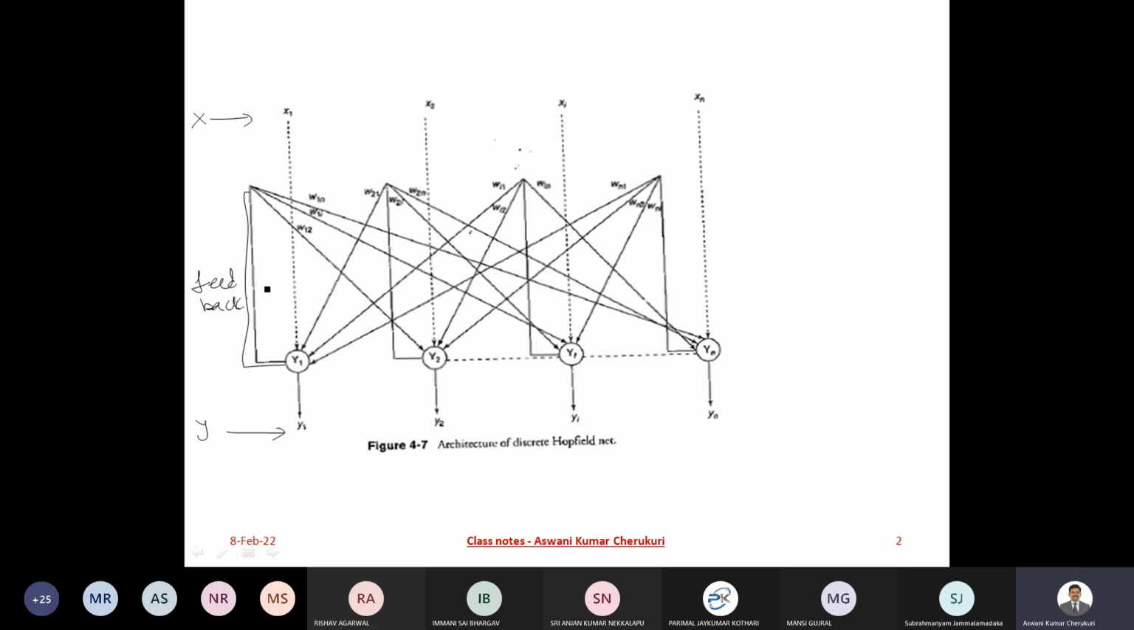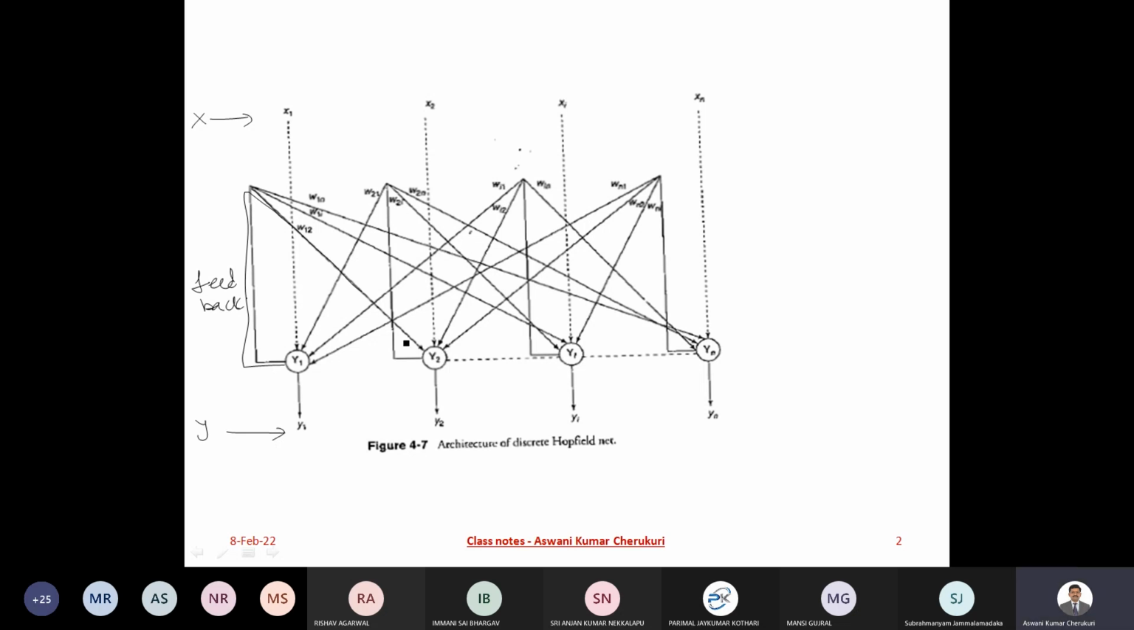And when it is going as a feedback, remember, it is going as an input to the other nodes. You can notice that. So Y1 is going as an input to the other nodes for the next iteration. Remember, in the first iteration, when you submit the input, it moves, and the output goes as a feedback to the other nodes in the network for the next iteration.